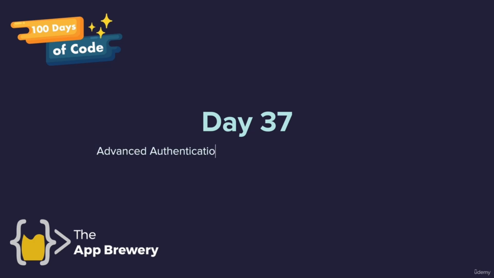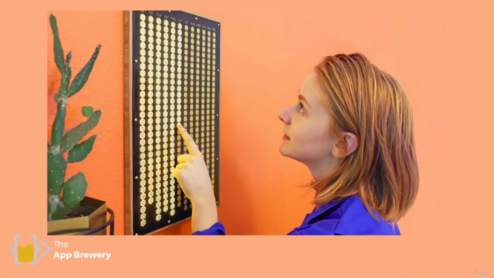Today we're going to be learning about advanced authentication methods using the header, and we're also going to be learning how to make post, put, and delete requests using the requests module. And once we've learned all of that, we're going to be building a habit tracker.